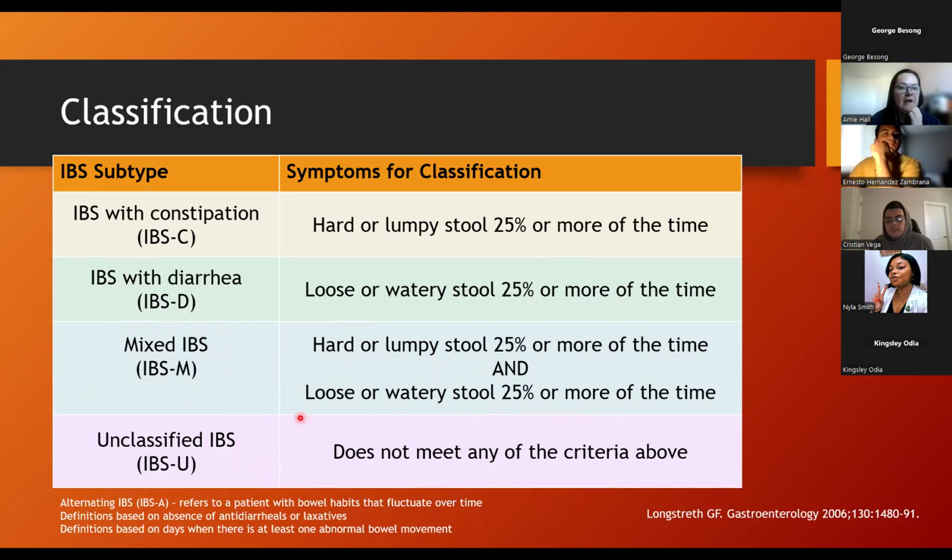So if you see a case in your exam or your cases on Thursday, you're going to see IBS-C. That means that the patient is constipation predominant. You're going to see IBS-D, which means the patient is diarrhea predominant.